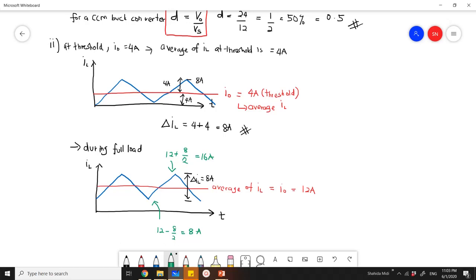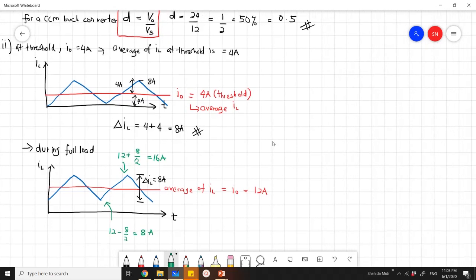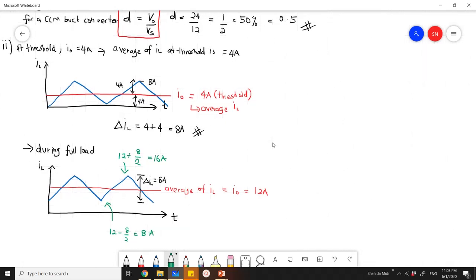Now that we have a complete waveform for IL with the average value, the height of the ripple, and the maximum value with the minimum value, we can use this information to derive the waveform for other currents. Okay, so the first one, we'll use that to find the switch current IS. We can use this information to find the IS.